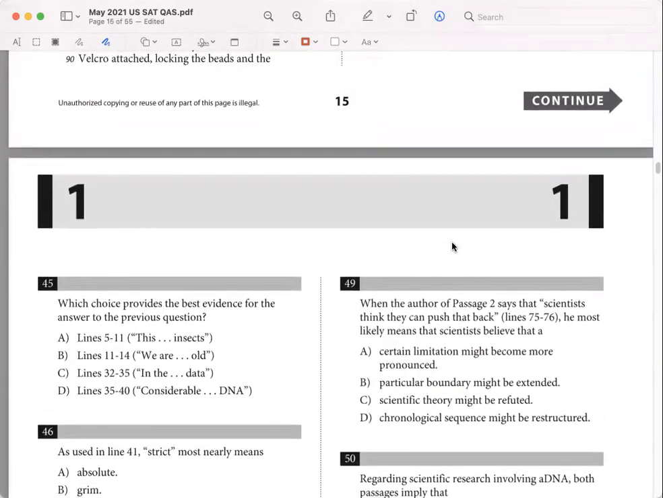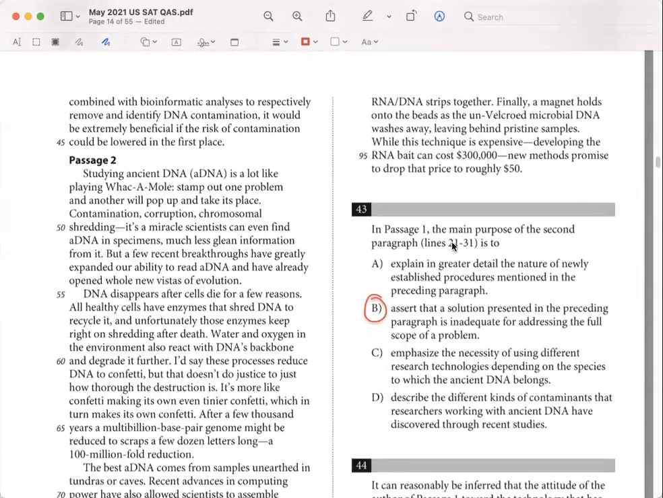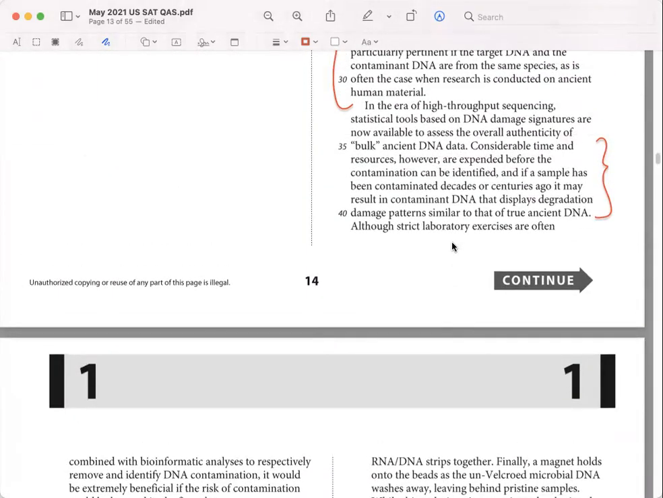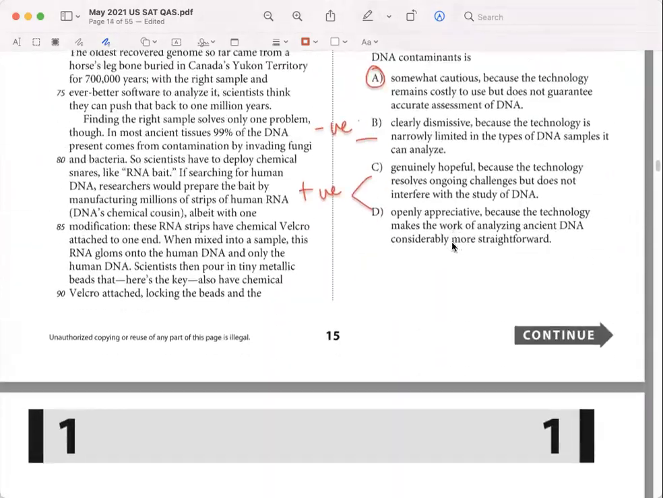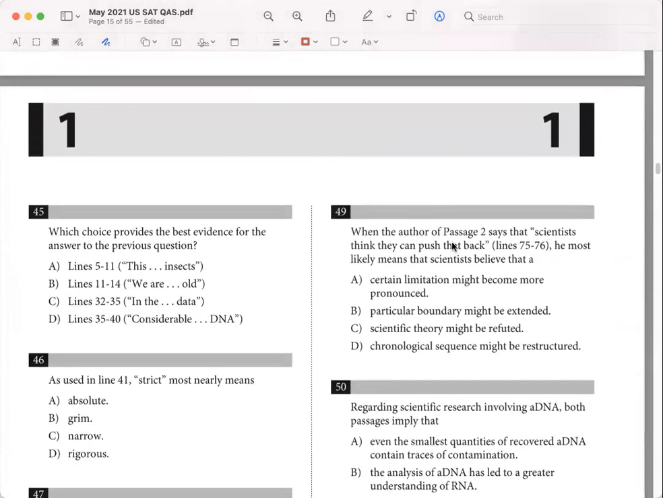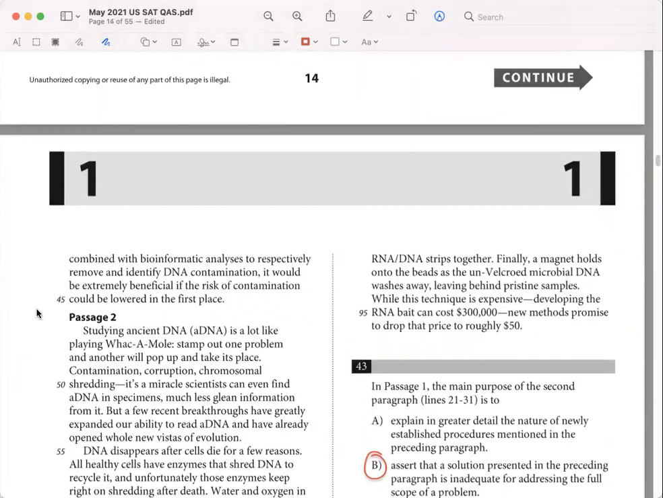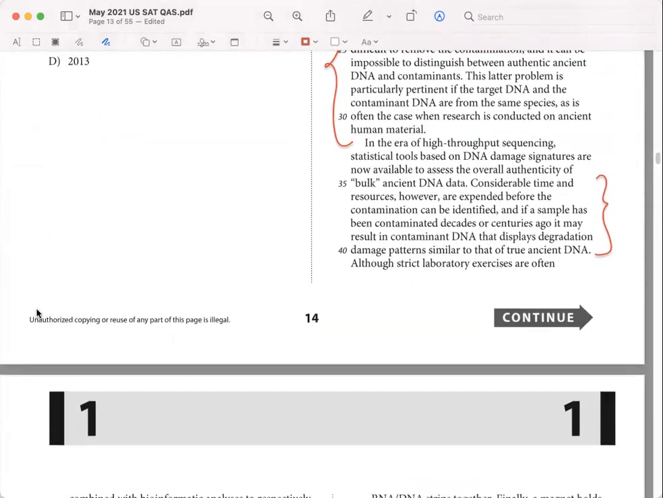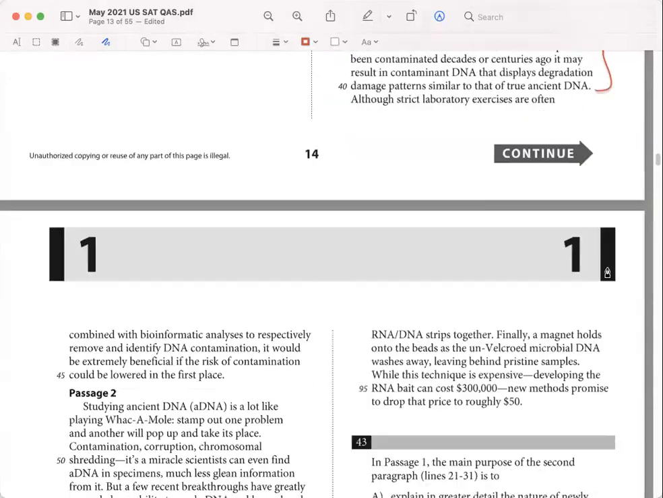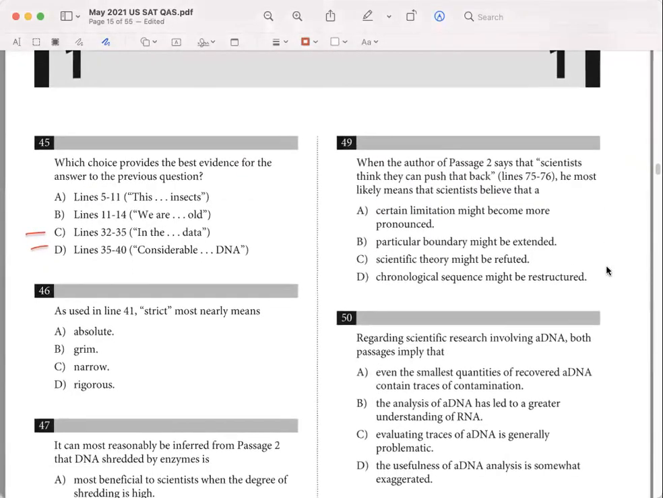Which choice provides the best evidence to the answer to the previous question? So I would say anything from 35 onwards. Yeah, so I'm going to look at C and D, 32 to 35 and 35 to 40. This is just describing that the technologies are present. How the author views them is in 35 onwards. So D.